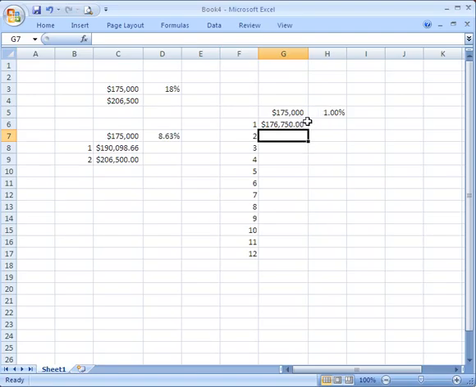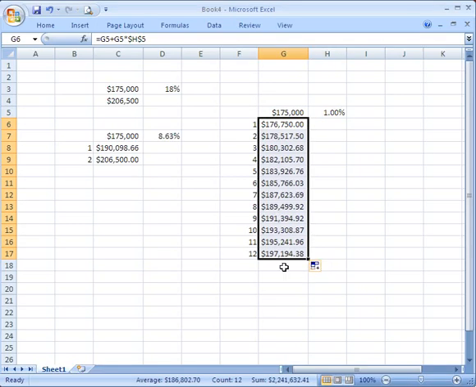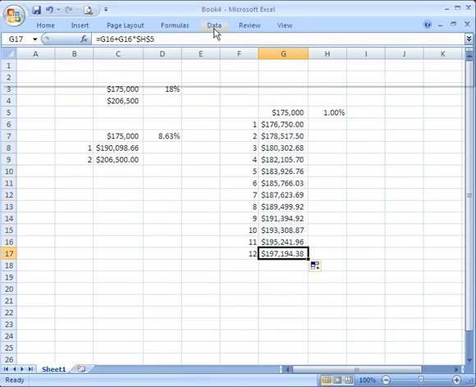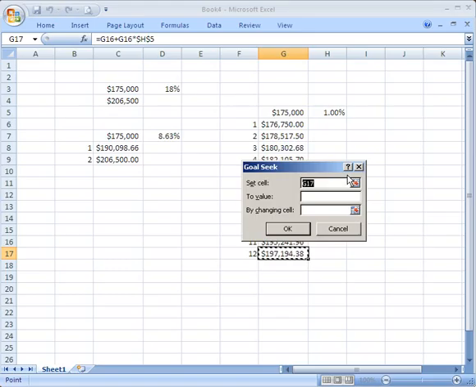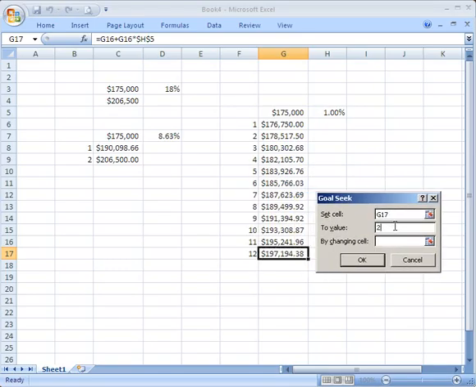If we were charged 1% interest per month, at the end of the full year we'd owe $197,194 and change. But that's too little. We know that the correct amount owed at the end of the year, if we really are being charged 18% per year, is $206,500. Let's GoalSeek to correct that. We'd like the final amount to be $206,500, and we'll get that by changing the monthly interest rate.